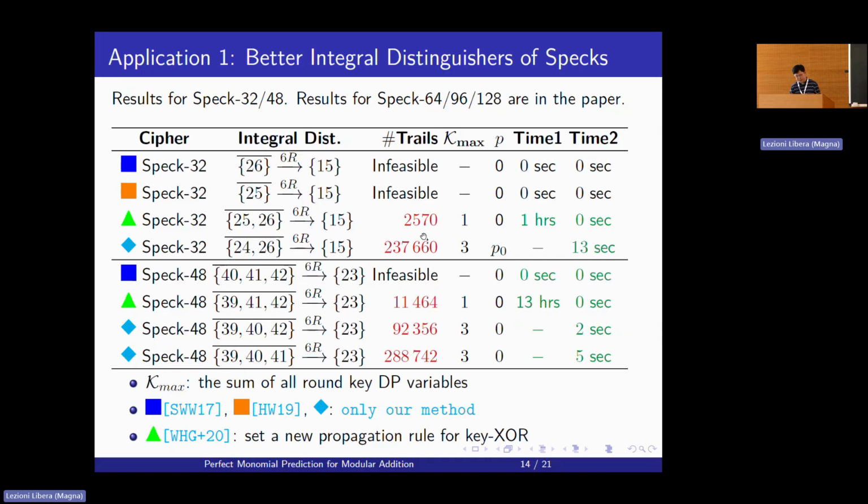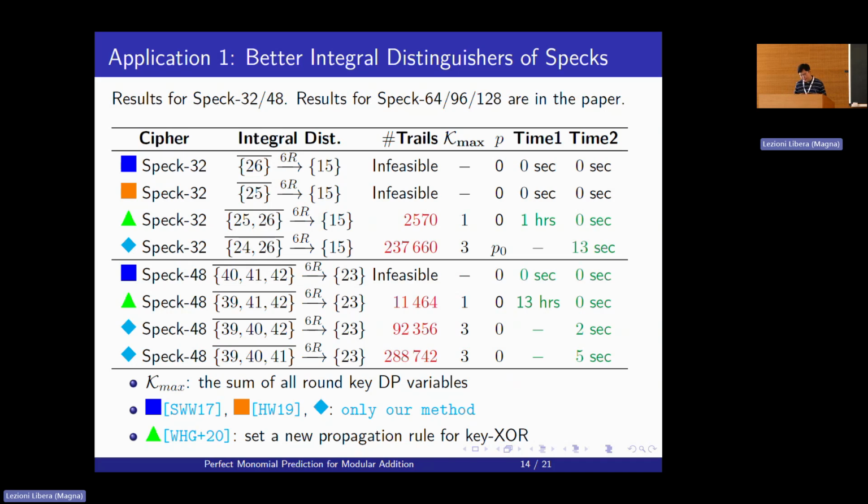For this case, there are only 2,570 trails, so it can be searched out within 1 second. And the second case has more trails, but it can also be finished in 13 seconds. Also for Speck 48 and other variants, there are similar results. For Speck 128, it costs more time, maybe several hours or 1 day. Yeah, but it's still efficient.